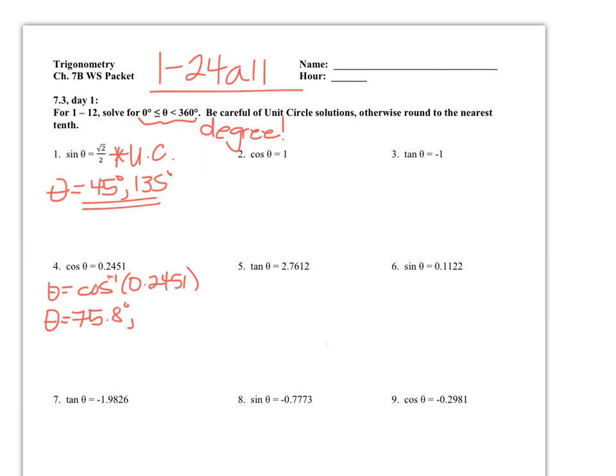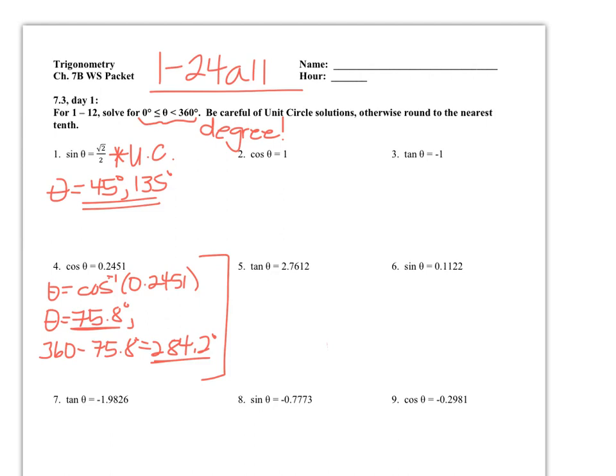Cosine's rule from our notes to get the second angle that would also have the same cosine value, we take 360 minus 75.8, and that would give us 284.2 degrees. This is the type of work I'm looking for to get full credit on problems where you need to type the inverse in on your calculator.